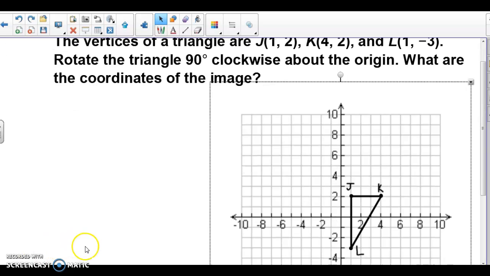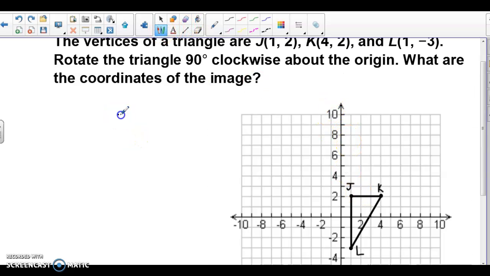Alright, so I've gone ahead and graphed J, K, and L, as you can see here, and now I want to rotate it 90 degrees clockwise about the origin. So if we look at this shape, I want to move it 90 degrees clockwise. Remember thinking about a clock, if you're starting at 12, 90 degrees would be right here. That would be 90 degrees clockwise. So if I was taking this point here, it should wind up down here in quadrant 4. K should wind up in quadrant 4 and L should wind up over here.